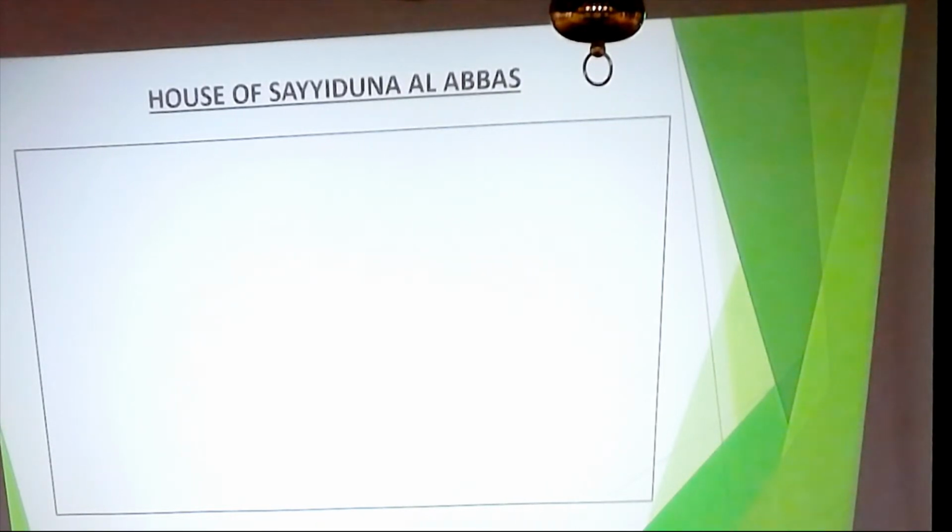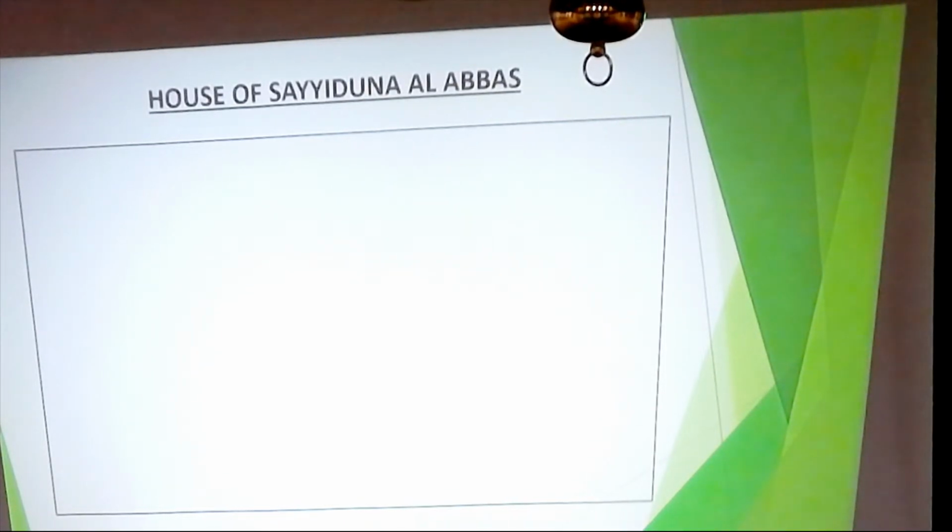Sayyidina Abbas radiallahu anhu said, no, neither. I'm not going to give it to you, and nor am I going to sell it to you. So he said, look, we need to extend the masjid, so we need your house. It's simple. Either we buy it off you, or you donate it.